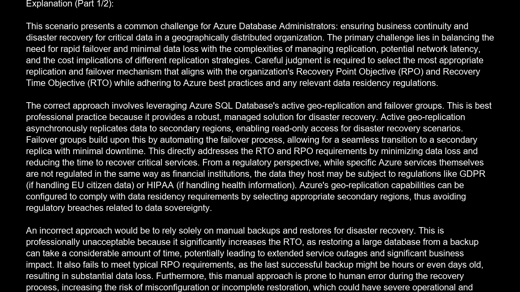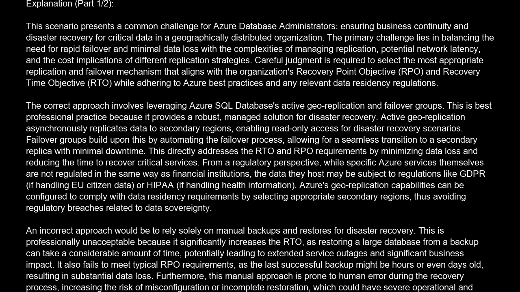Furthermore, this manual approach is prone to human error during the recovery process, increasing the risk of misconfiguration or incomplete restoration, which could have severe operational and potentially regulatory consequences if critical data is compromised or unavailable.